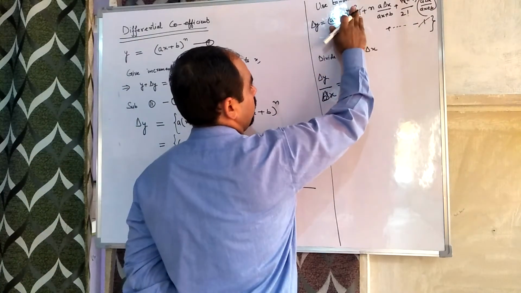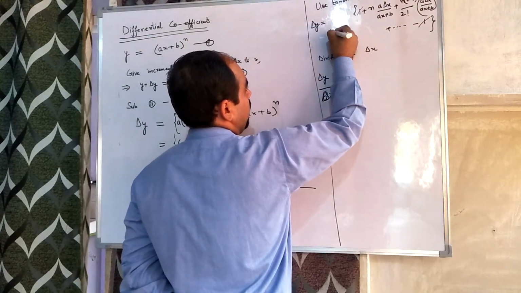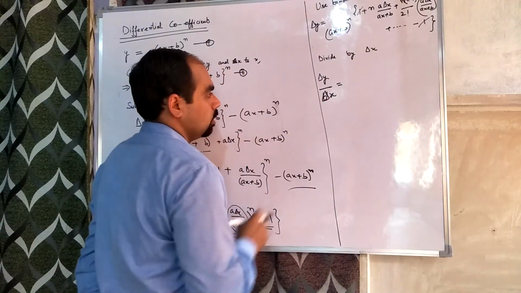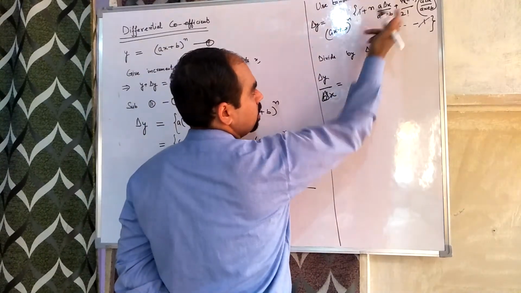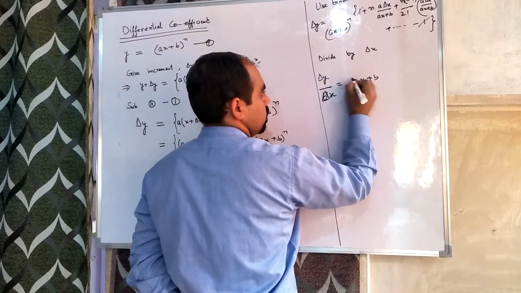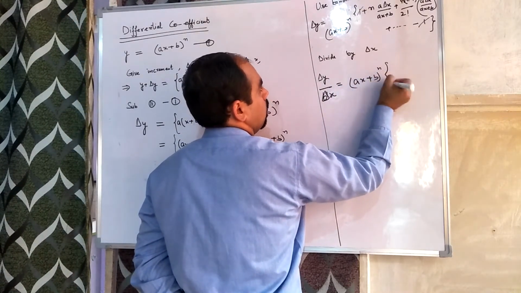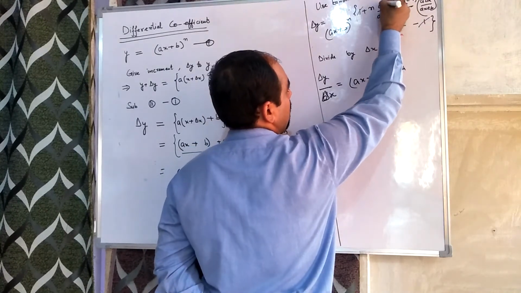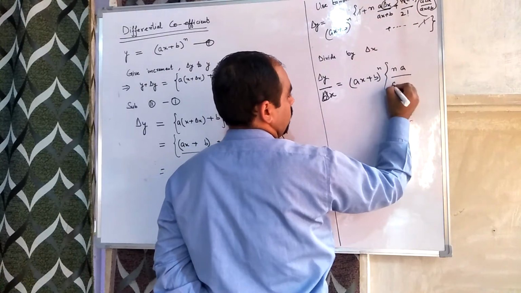यहां पे क्या है? ये दिखाई दे रहा है आपको? It is (ax + b)^n. It is outside. Delta y by delta x. Here, it is (ax + b), which is outside already. अंदर क्या बच जाएगा? n a delta x, यहां पे delta x था, वो चला जाएगा.